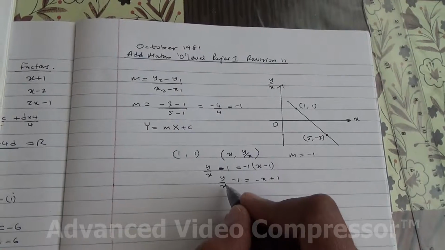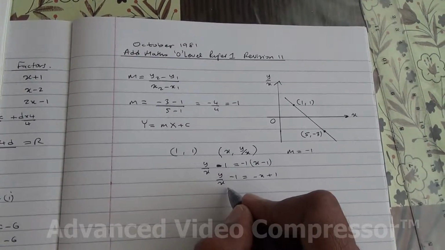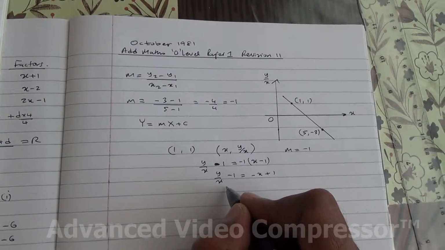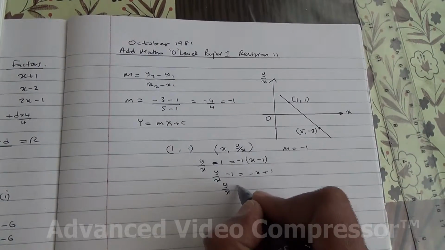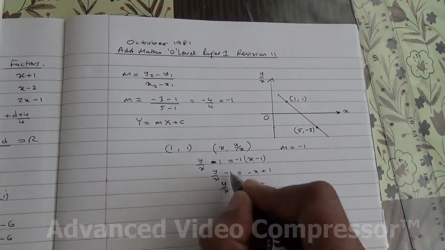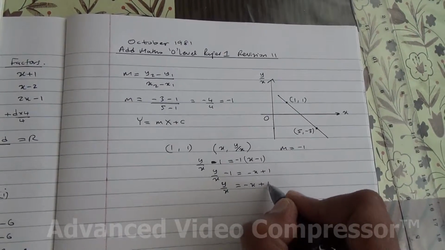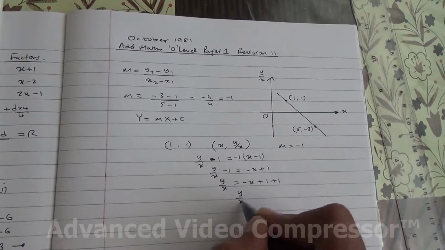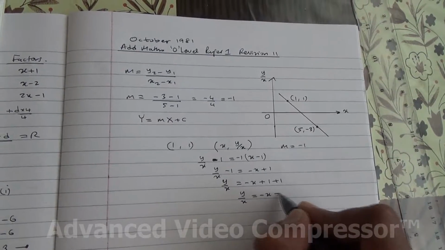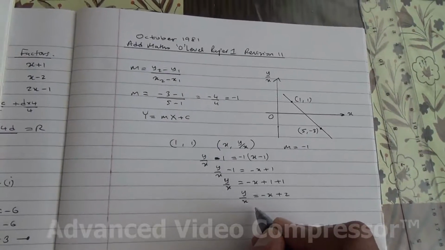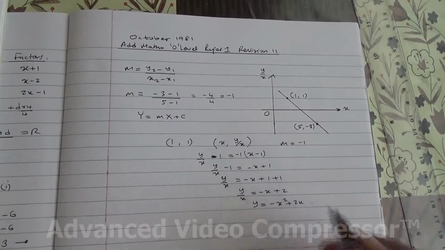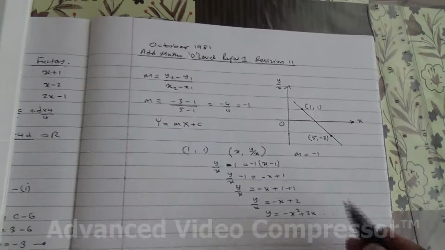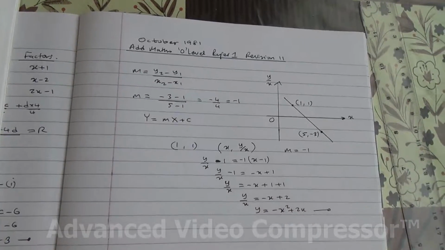Alright, so the 1 can go on the other side. y over x is equal to minus x plus 1, and sending the -1 to the other side it's going to be plus 1 again. So y over x is going to be minus x plus 2. So what are we saying then? y is going to be equal to minus x squared plus 2x. Right, so here we are. y has been expressed in terms of x.